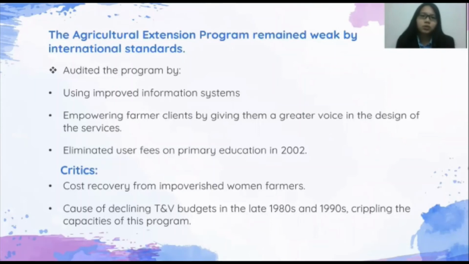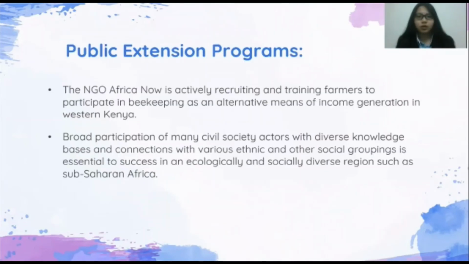It may also be noted that structural adjustment in Kenya is cited by other critics as a cause of declining budgets in the late 1980s and 1990s, severely crippling the capacities of this program. In Kenya and elsewhere in sub-Saharan Africa, public extension programs have also been supplemented in recent years by a growing presence of non-governmental organizations. For example, in Western Kenya, the NGO Africa Now is actively recruiting and training farmers to participate in beekeeping as an alternative means of income generation.